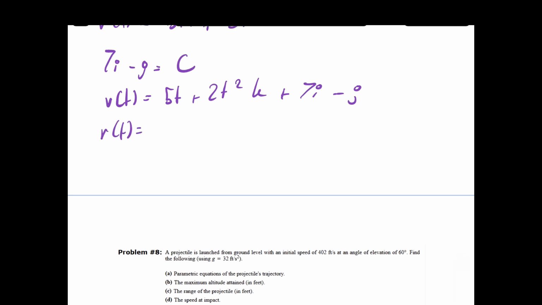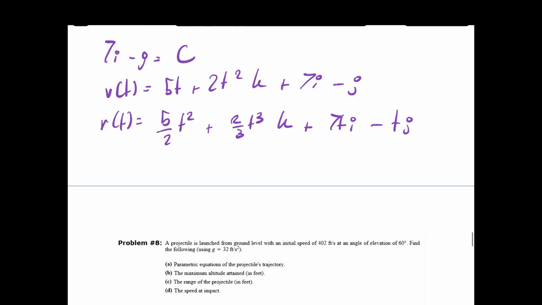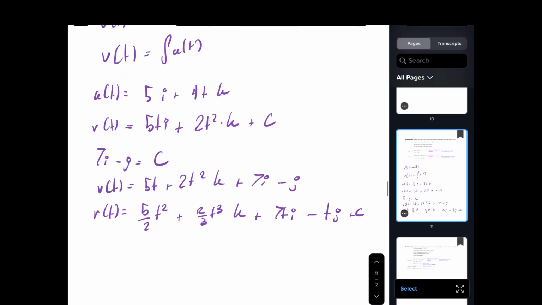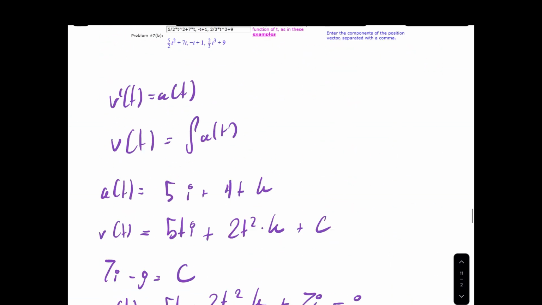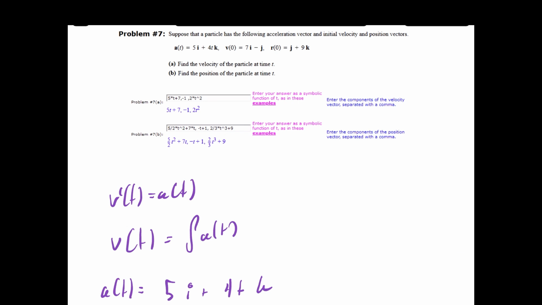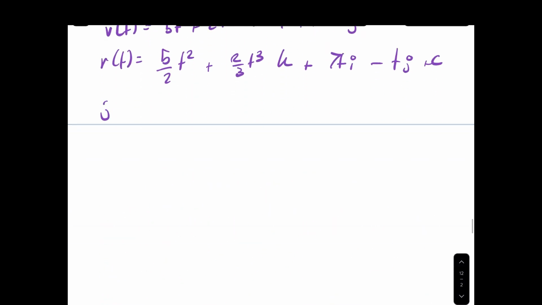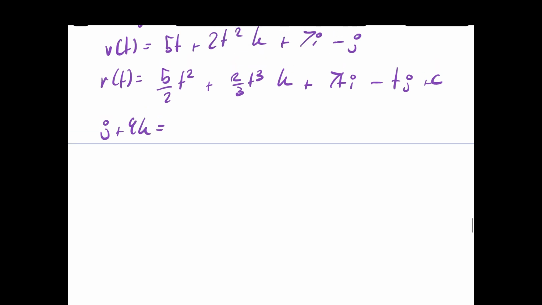And then r at t equals 5 over 2 t squared plus 2 over 3 t cubed k plus 7ti minus tj plus c. Let's add another page. And then when you plug 0 in for this, we're going to get j plus 9k. It's literally all 0. And so r at t equals 5 over 2 t squared i.